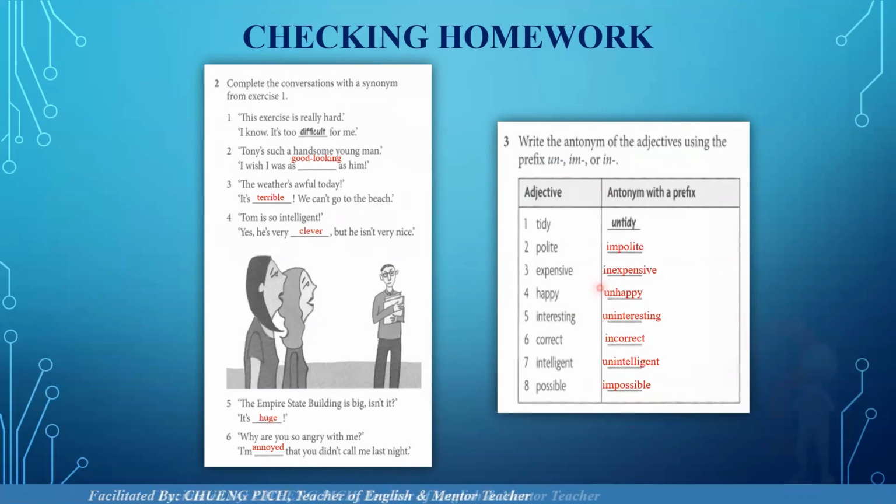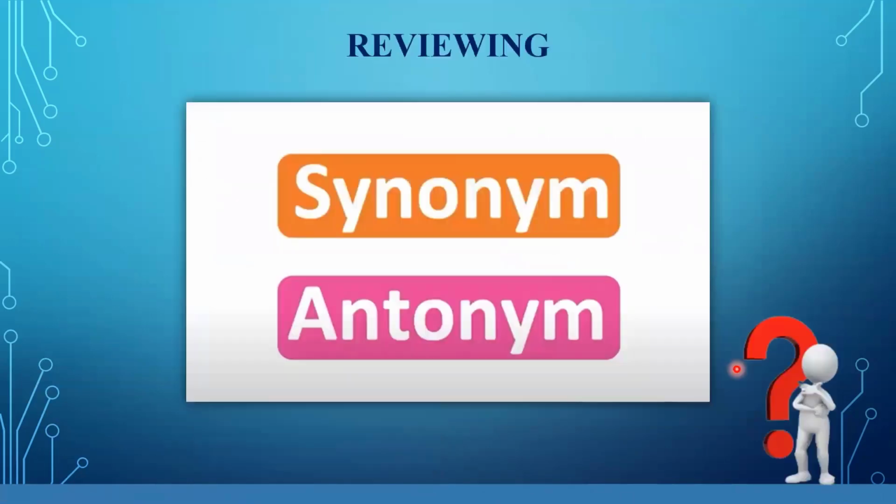Okay, we use impolite. And number 3, expensive, we say inexpensive, happy, unhappy, interesting, uninteresting, correct, incorrect, intelligent, unintelligent, possible, and impossible. Just a quick review on this one. Last week we studied grammar, and we focused on synonym and antonym. As we know, a synonym is a word that has the similar or the same meaning as another word, and an antonym is a word that has the opposite meaning to another word.